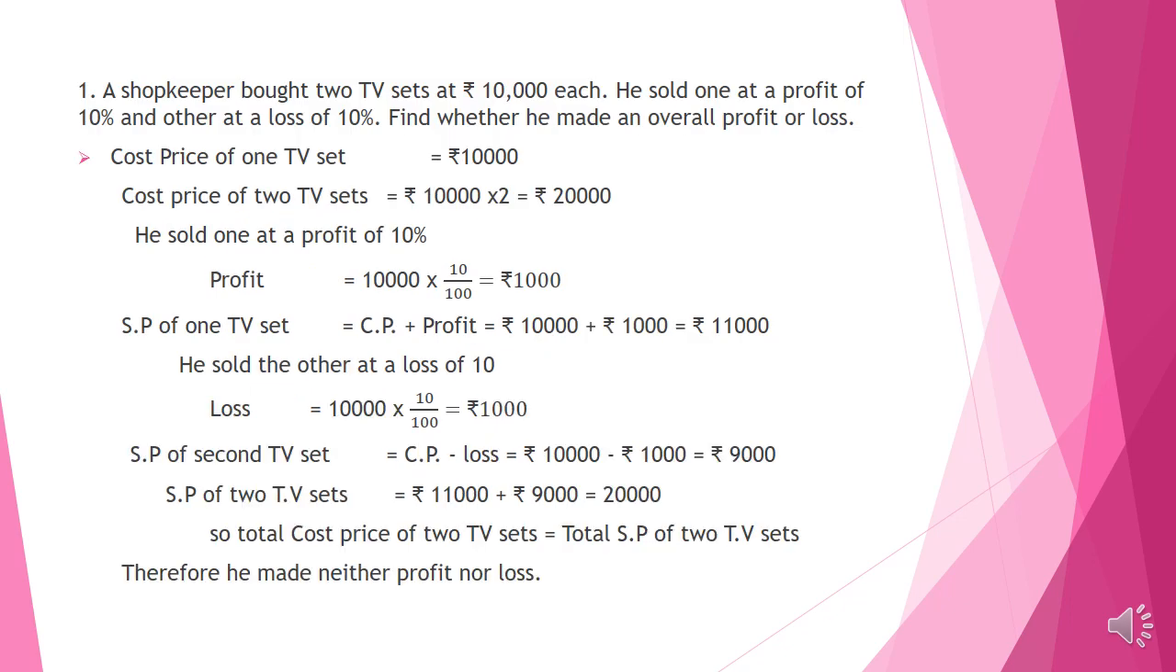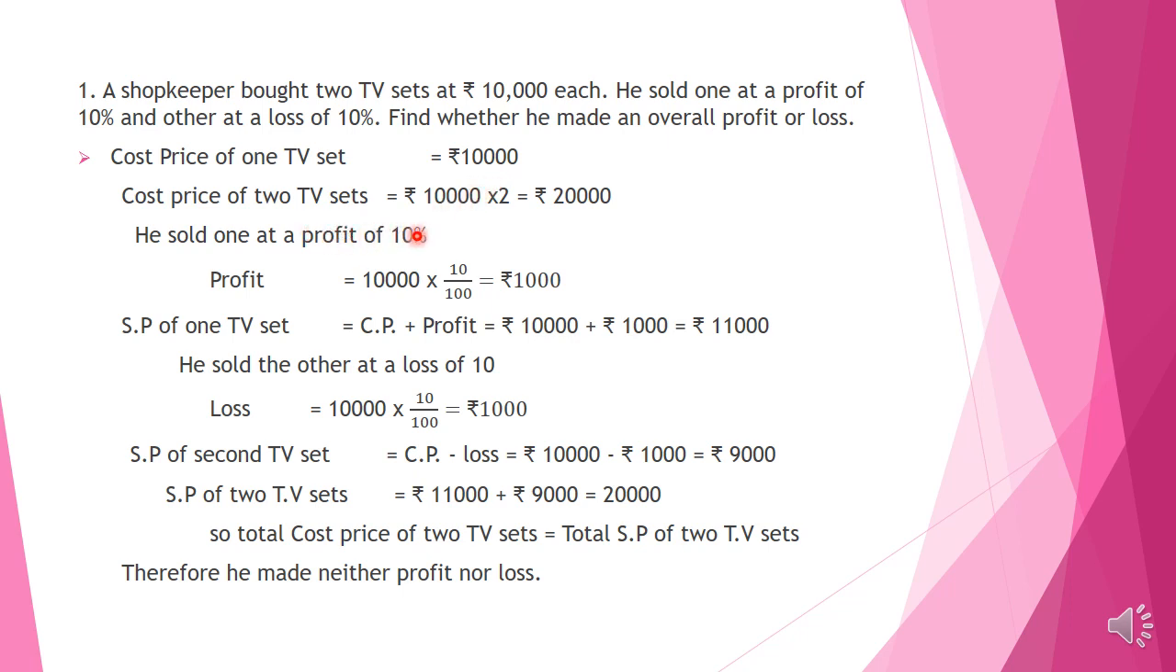Question: A shopkeeper bought 2 TV sets at rupees 10,000 each. He sold one at a profit of 10% and another at a loss of 10%. Find whether he made an overall profit or loss. Okay, here children, like this one illustration we have already done, and there we used the unitary method, and here I use the formula method.